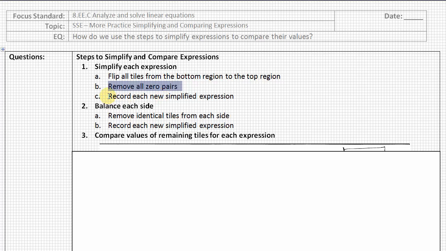And of course, as we go along each time, we want to record each new simplified expression as we work through the problem. The second step is to balance each side. What we do to one side, we also have to do to the other. And at this phase, we're looking to remove identical tiles from each side. And then we record each new simplified expression. We continue to work through these steps until we can compare the values of the remaining tiles for each expression. Let's go ahead and get started on our first example.